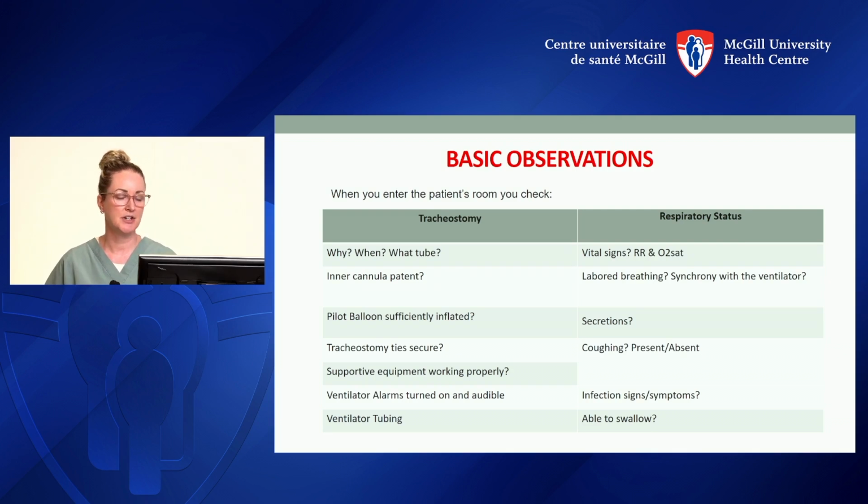So, some basic observations. When you walk into your patient's room, it's very important for you to do all your checks. It's important for you to understand why the patient has this tracheostomy tube. Is it because of a tumor? Is it because of surgery and the anticipated swelling? When was this tracheostomy tube inserted?